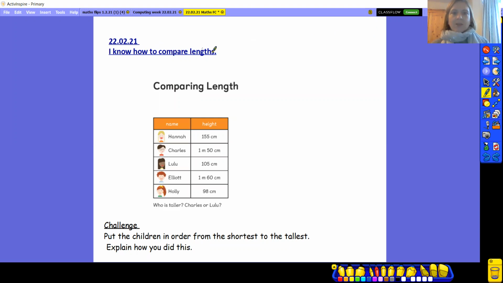What we're looking at today is comparing lengths. We're still looking at measurement for the next couple of lessons. Underneath here, you can see the challenge for today. We've got some children here with their different heights as well, and the question is asking us: who is taller, Charles or Lulu?